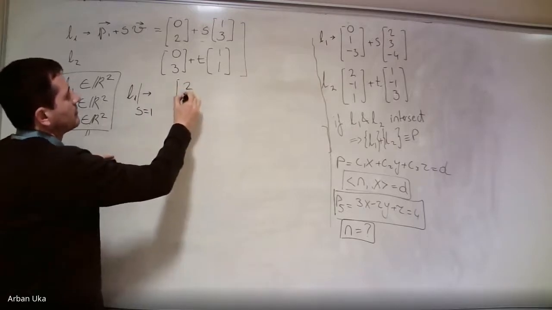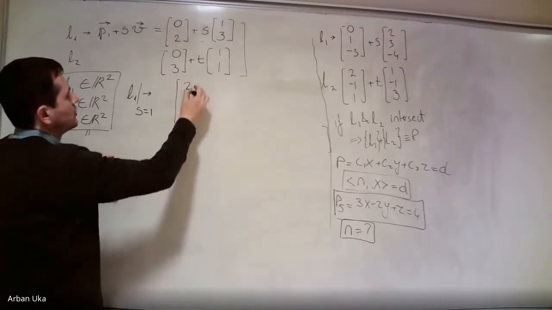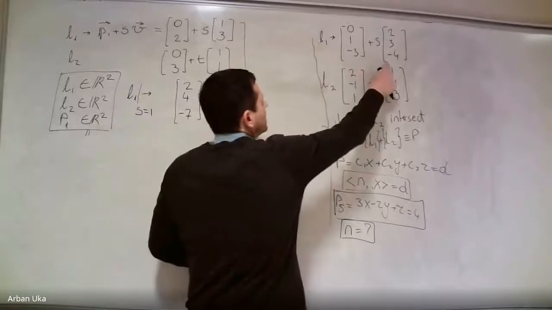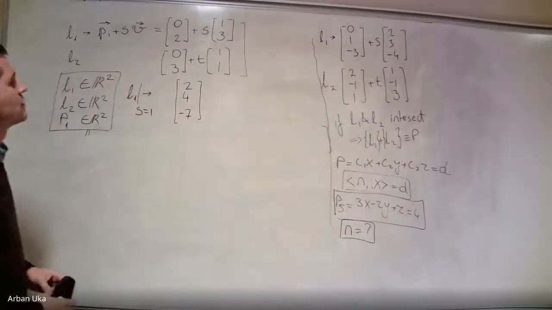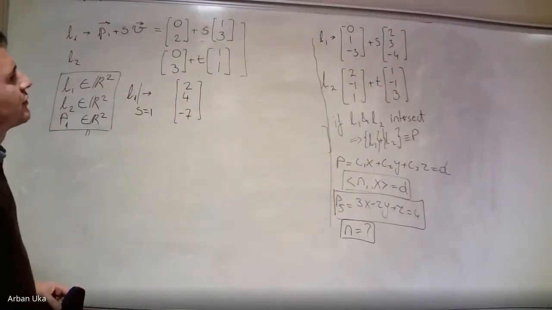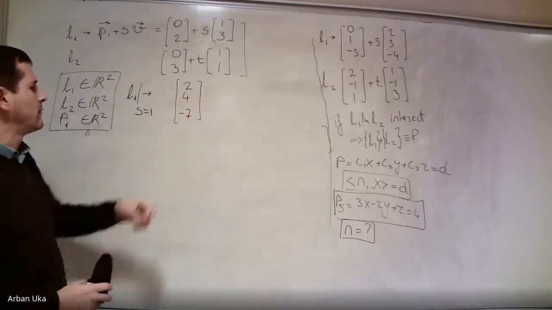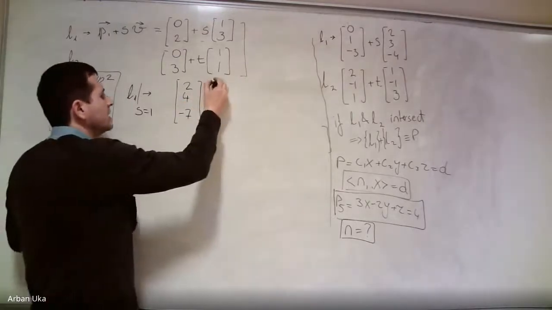Would you agree? So I just added this line here. I did 0 plus 2, it's 2. 1 plus 3, it's 4. And would you agree this looks like a point in line L1? Yes.